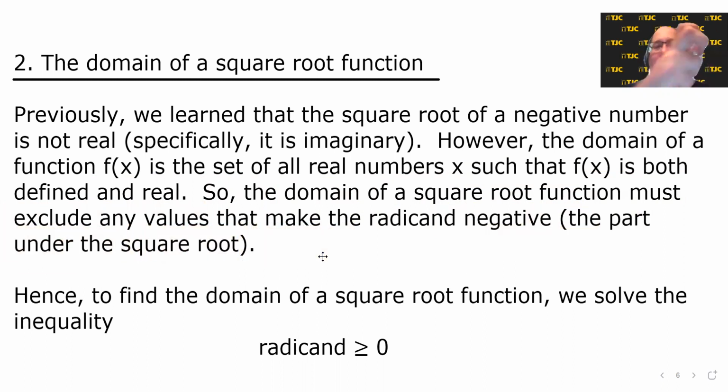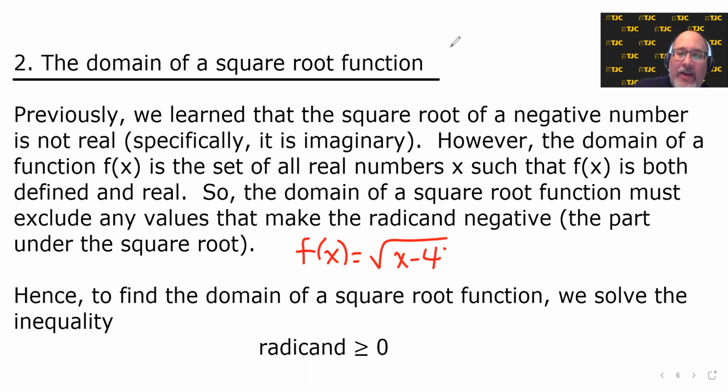Translation. If we have a square root function, like f of x equals the square root of x minus 4, I can put in any number as long as it does not make the radicand negative. So for example, in this problem, I could put in 5 because 5 minus 4 is positive 1, but I couldn't put in 3 because 3 minus 4 is negative 1. Why? Because we're looking for values that make the function both defined and real.